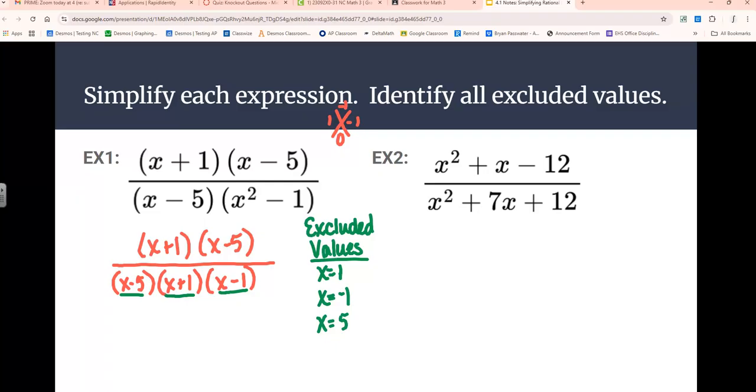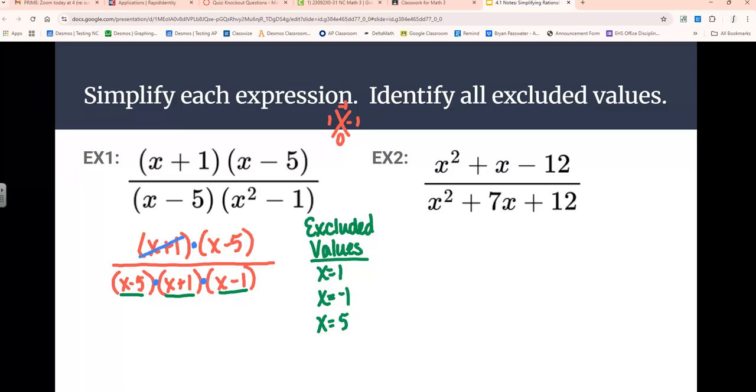Now, what we want to do is, if anything is divided by itself, it just equals 1. So it cancels out, right? So I want to cancel out any factor that is on top and bottom. I can only cancel things that are multiplied together. So I'm canceling entire sets of parentheses, right?